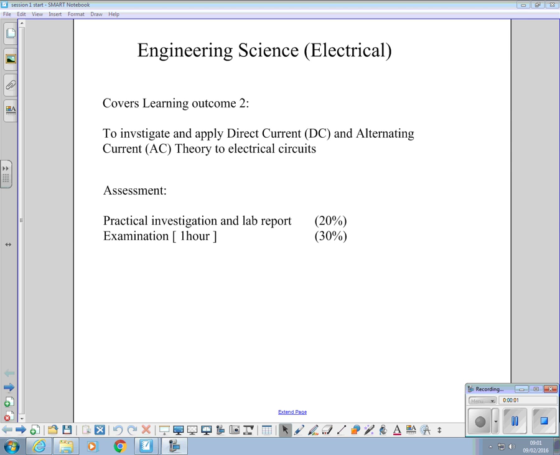Overview of the electrical side of the science. We're going to be covering Learning Outcome 2 this half of the year. It's to investigate and apply direct current and alternating current theory to electrical circuits. The assessment is the same as the mechanical half. You're going to do a practical investigation and lab report worth 20% of your overall mark for the module.